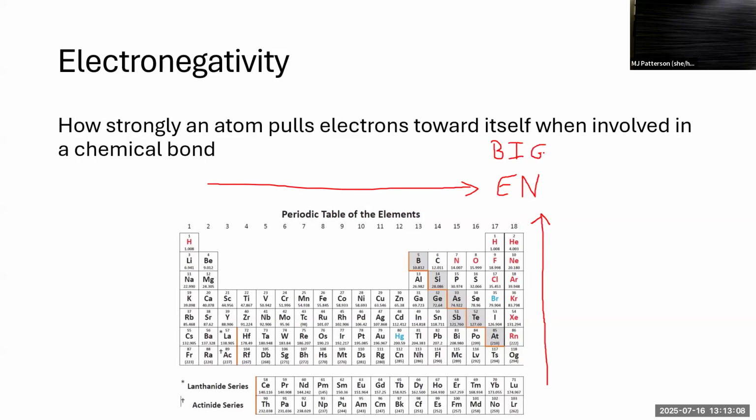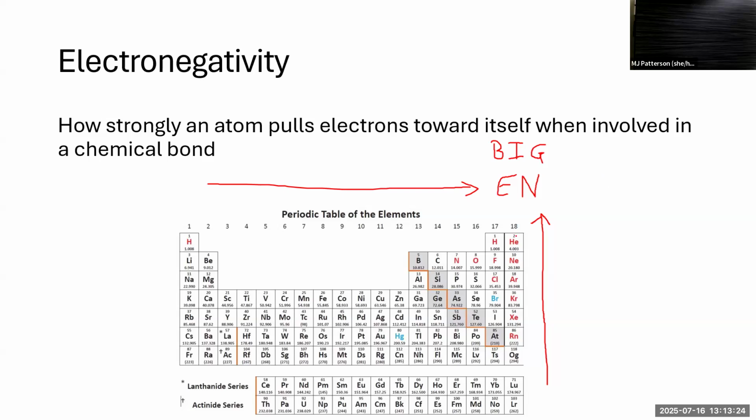So when we're comparing two atoms, we can just see where they are in the table. And the atom that's closer to the upper right corner has a bigger electronegativity. The one farther away has a smaller electronegativity.